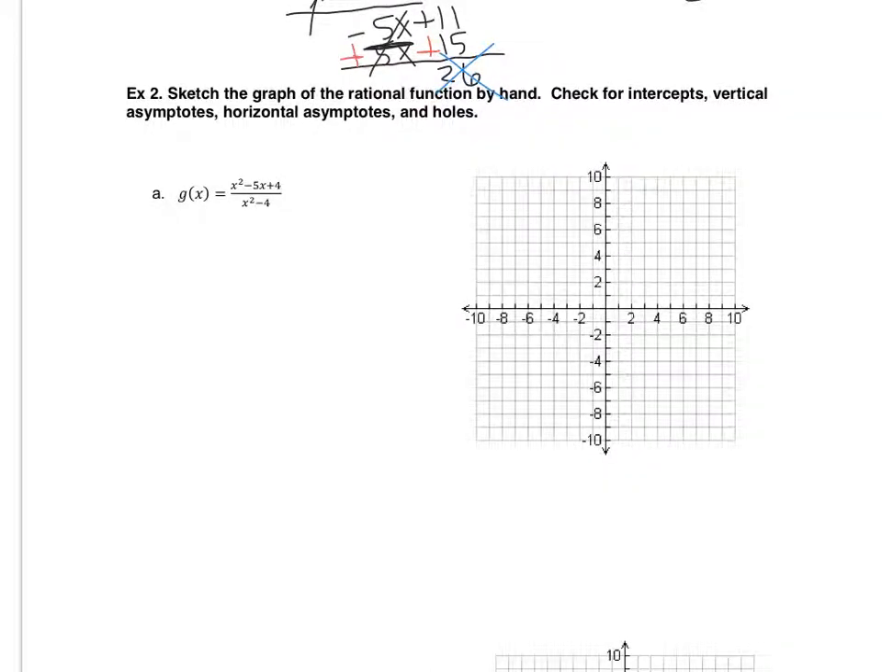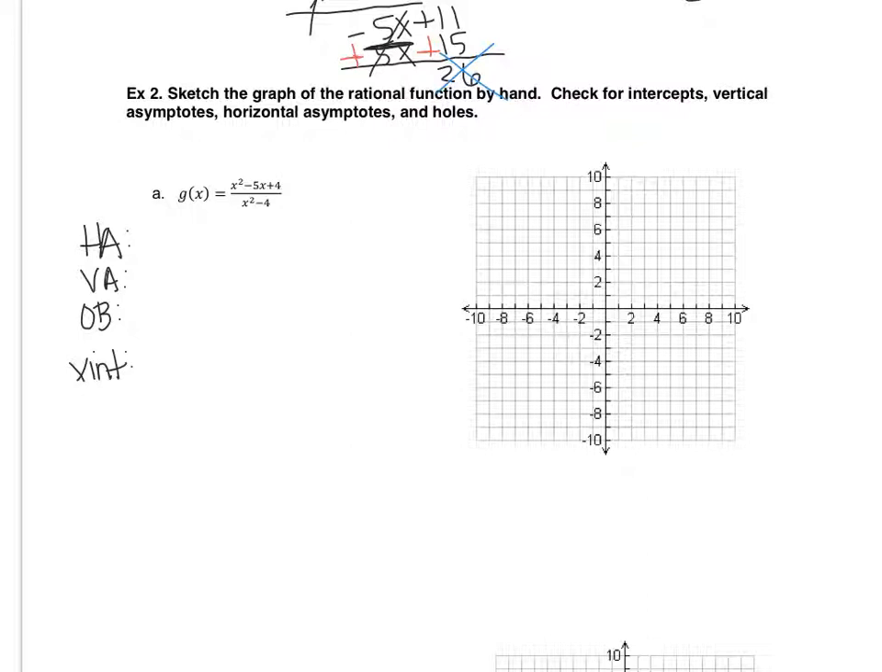On example 2, it tells us to sketch the graph of the rational function by hand. So we're going to have to check for intercepts, vertical asymptotes, horizontal asymptotes, holes in our graph if we have any, and just make sure we cover all of our bases before we try to graph it. So first thing I'm going to do is start by trying to identify my asymptotes. So I'm going to write horizontal asymptote, vertical asymptote, oblique asymptote, and then my x-intercepts down here. All of these things are going to help us graph this.